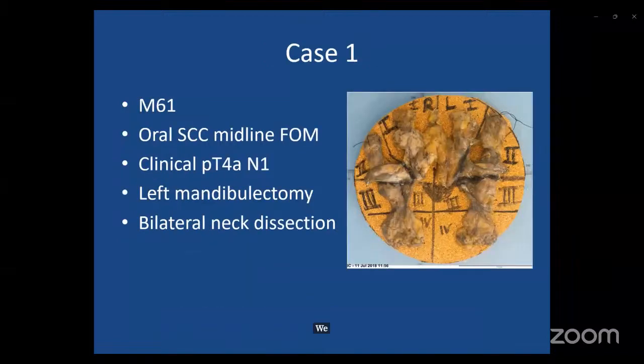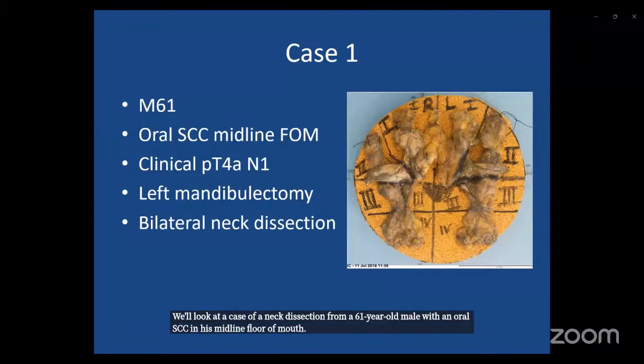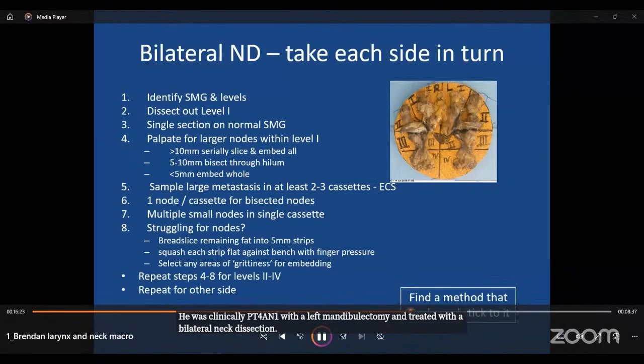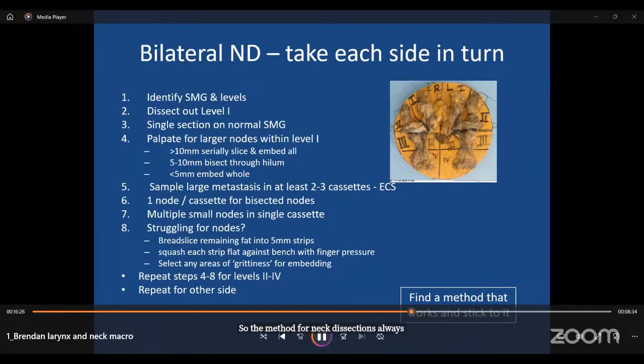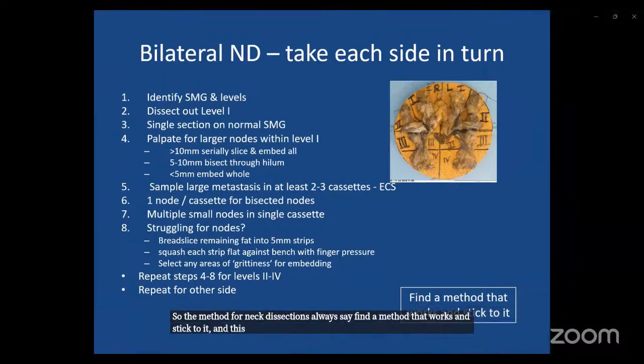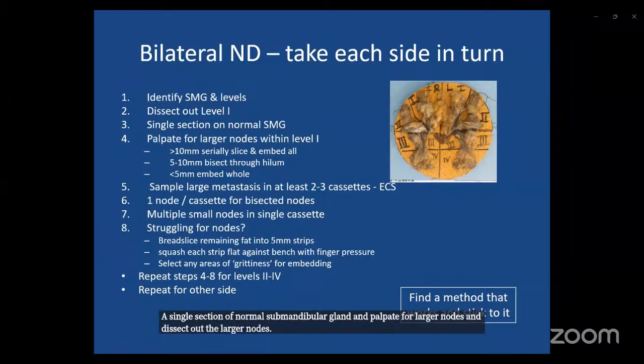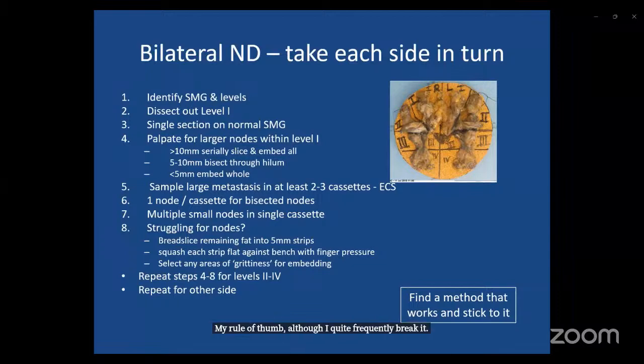We'll look at a case of a neck dissection from a 61-year-old male with an oral SCC in his midline floor of mouth. He was clinically pT4a N1 with a left mandibulectomy and treated with bilateral neck dissection. So the method for neck dissections, I always say find a method that works and stick to it, and this works for me. I identify the submandibular gland first and all the other levels, and then I identify level 1, dissect that out. A single section of normal submandibular gland, and palpate for larger nodes and dissect out the larger nodes. My rule of thumb, although I quite frequently break it, is any nodes bigger than 10 millimeters are serially sliced and the whole node embedded.